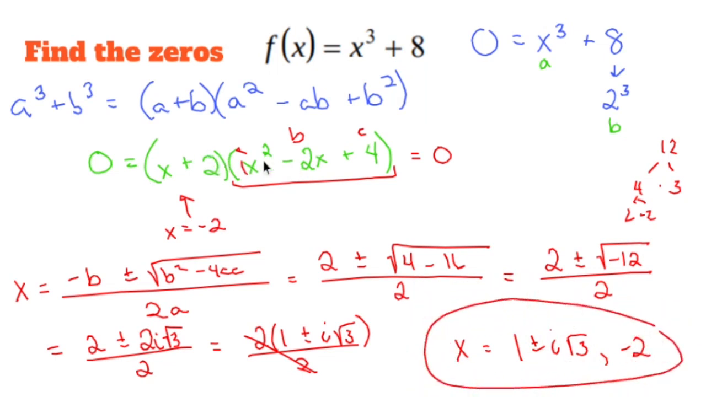So one was simple, one was quadratic formula. All of this means I have 3 answers, which makes sense. According to the fundamental theorem of algebra, I'm going to have 3 answers here. 2 of them are complex. 1 of them is real. Fun, fun, fun.